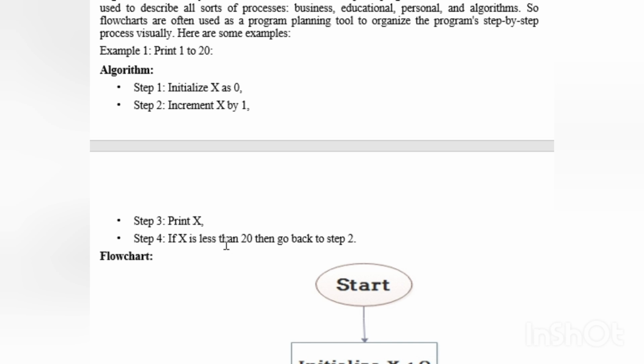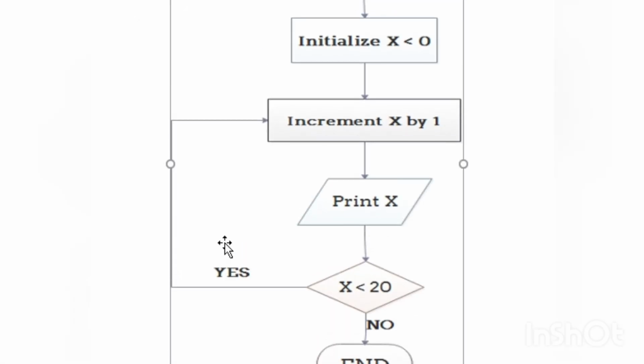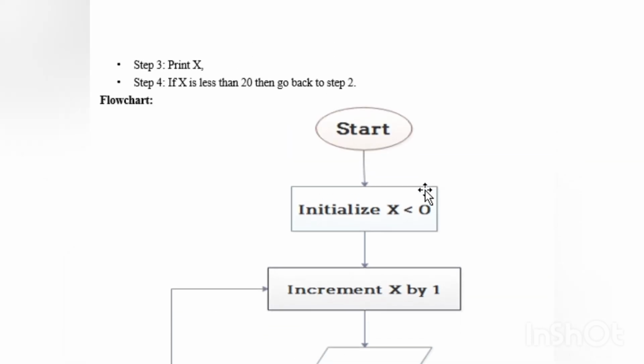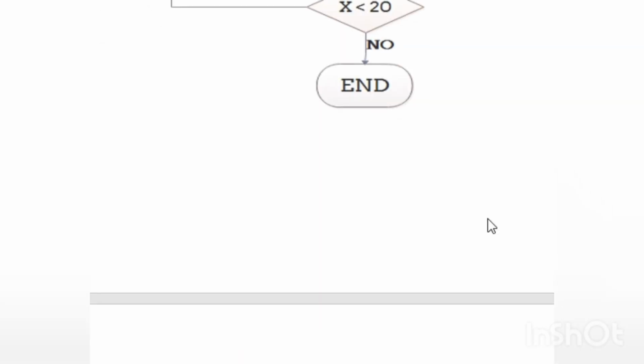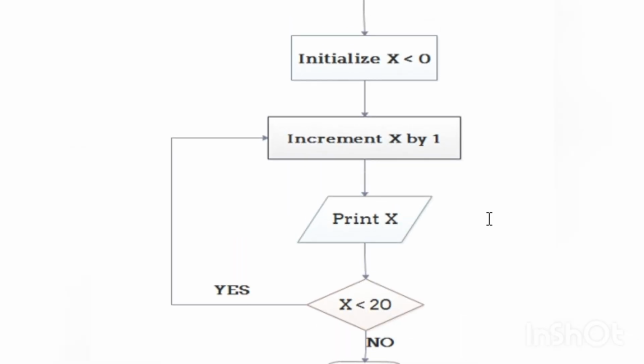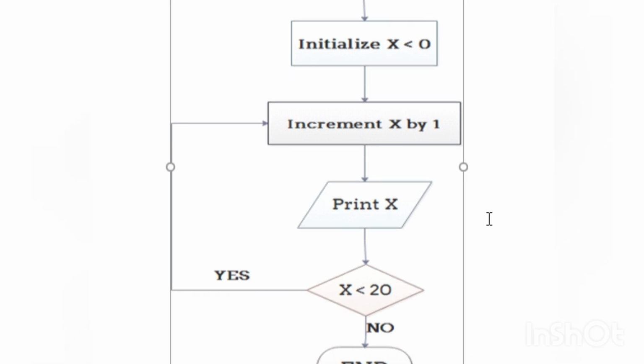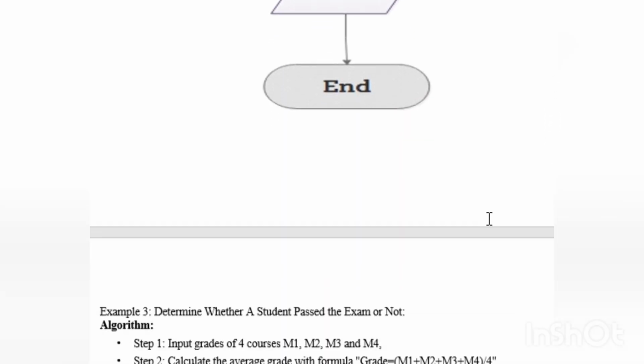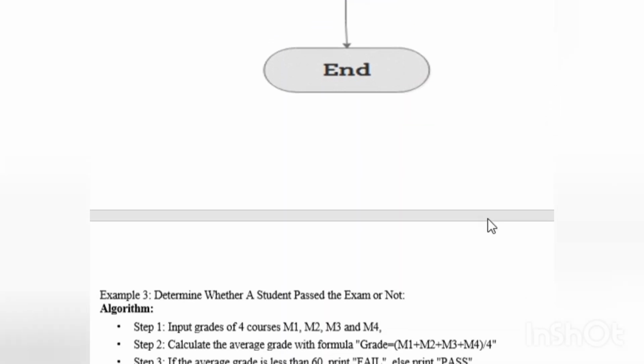If we represent this with a flowchart, it will be something like this. Initially, we start with an oval, then initialize x as 0, increment x by 1, print x. If x is less than 20, then again increment and print x. If no, then end. So in this way, it will be printing the numbers from 1 to 20.